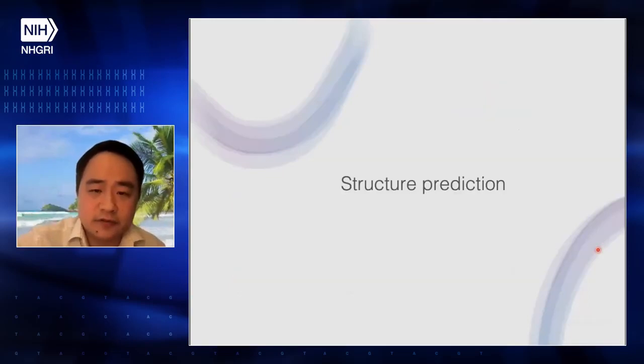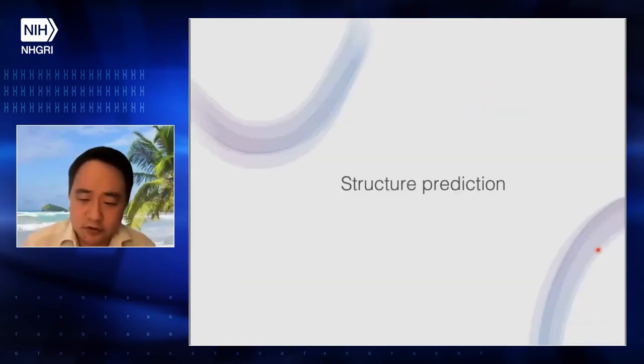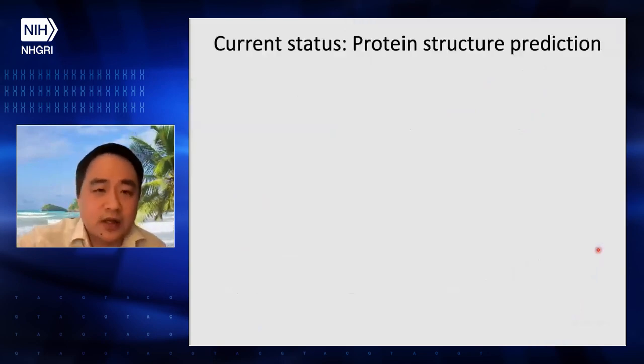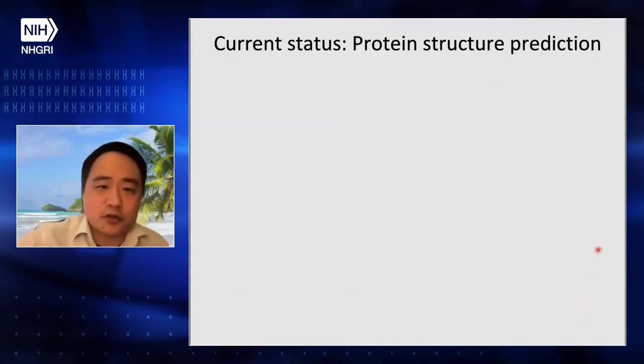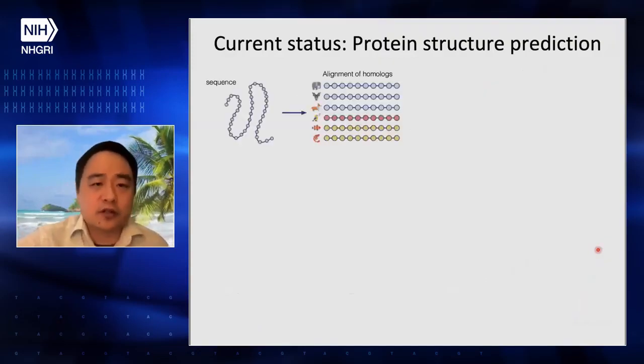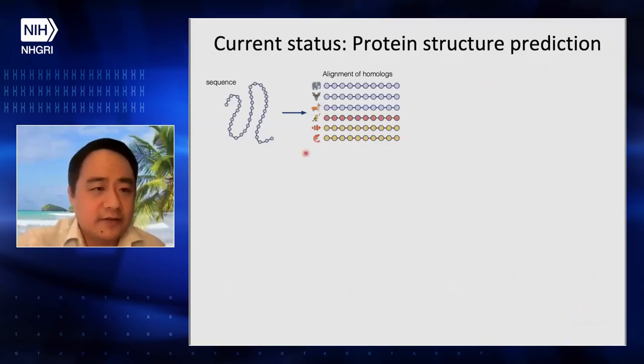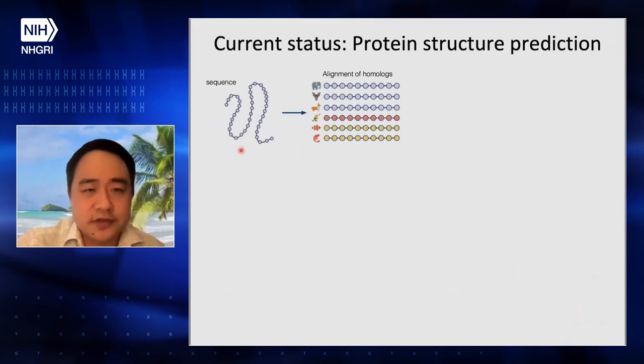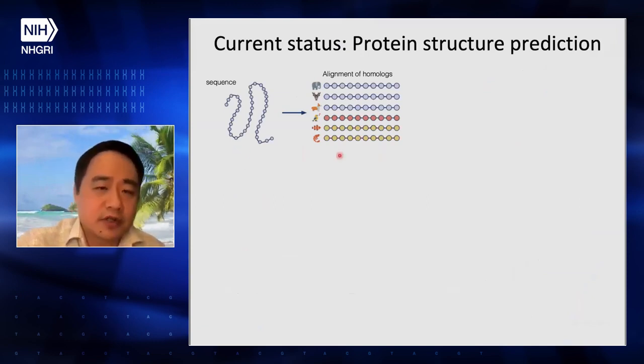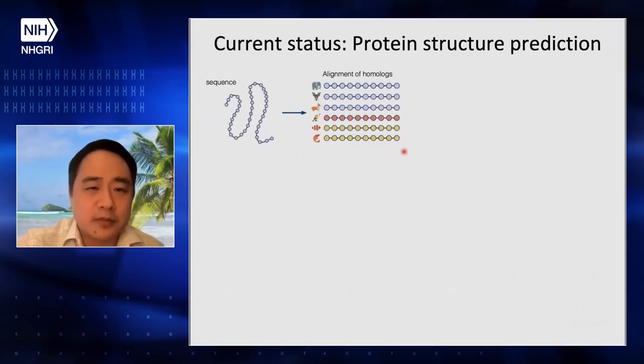Okay. So first, I would like to show the current status of protein structure prediction and what we have been doing in this field. Currently, there are two different approaches. As I just mentioned, there are two different approaches for protein structure prediction. The first step is always the same. We're given a protein sequence. We use sequence search algorithms to find all the homologous sequences and build what we call a multiple sequence alignment.